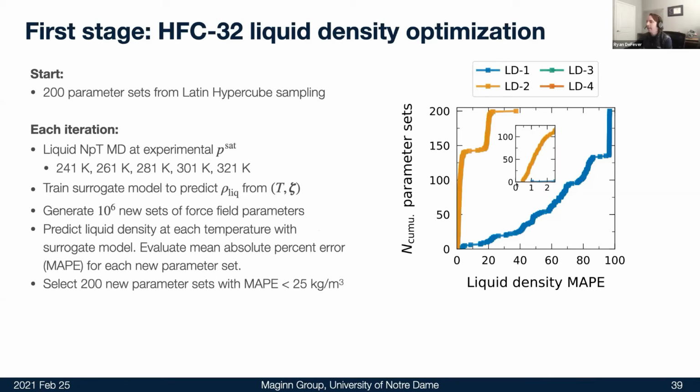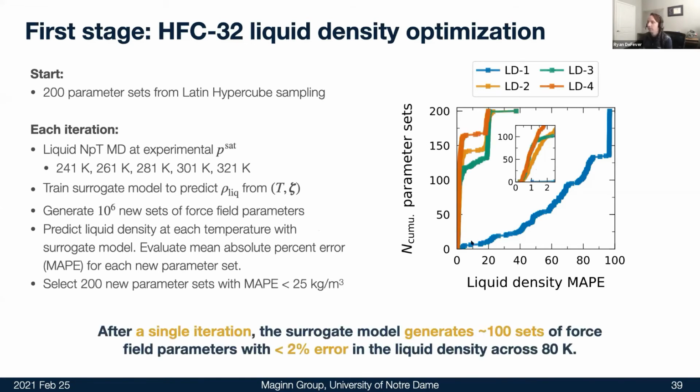Now, if you look at the inset here, we have 100 parameter sets that have under 2% mean absolute percent error. So this is extremely good. And this is a massive improvement. And this shows you really how accurate the surrogate models that we're using are.